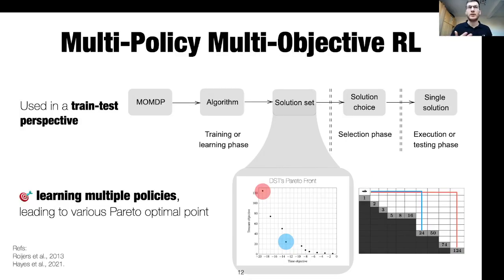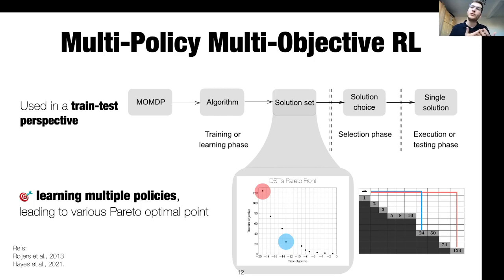So let's see how it looks, how it is used. It is used from a train-test perspective. What does it mean? First we will have a training part and then a testing part. So it is not an online learning algorithm anymore, because we don't have the user's true preferences at the moment of the training. So we start from a MOMDP, which means multi-objective Markov decision process, which is our problem, and we apply the algorithm to that. The output of our algorithm is the solution set, which accounts for all the optimal behaviors according to the trade-offs that you want to make.